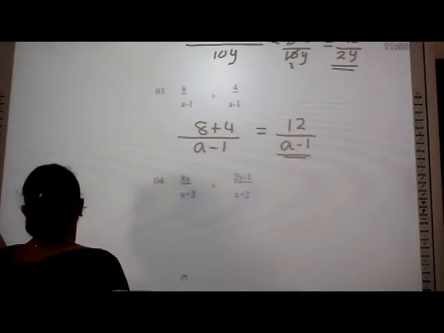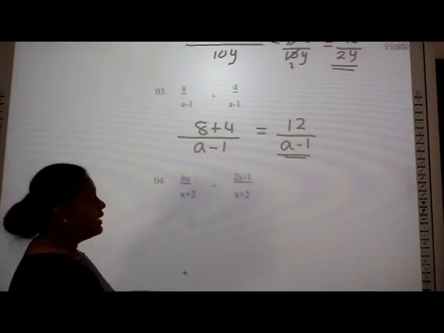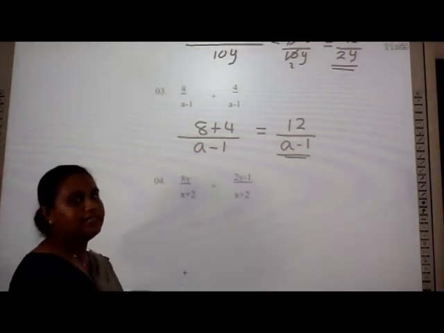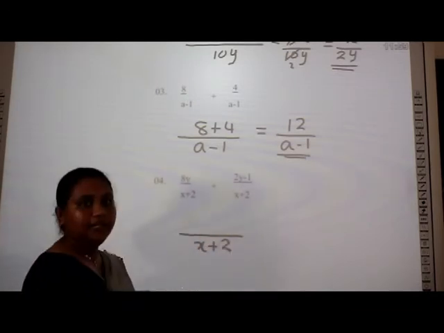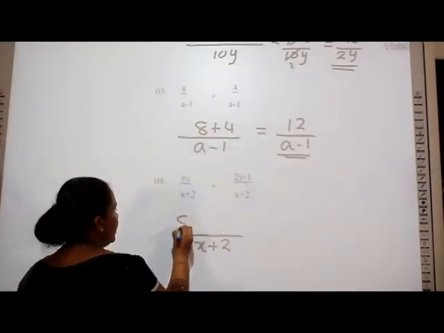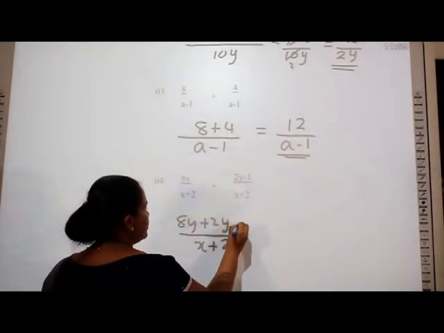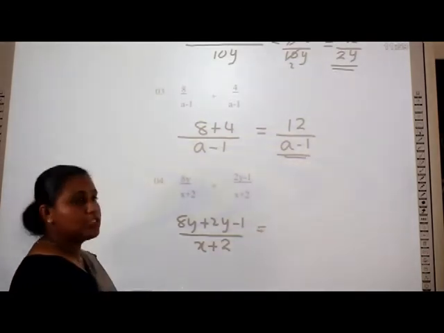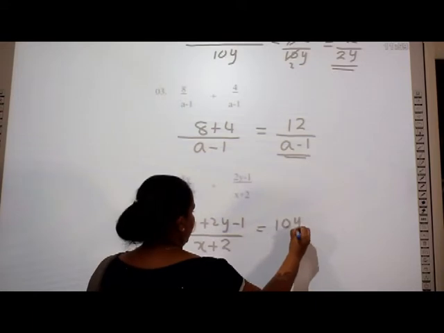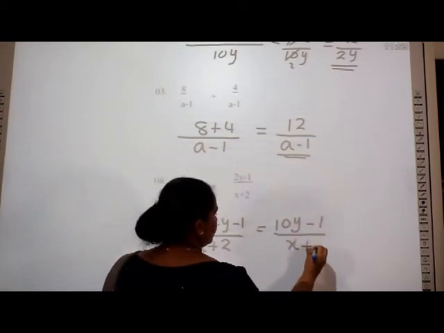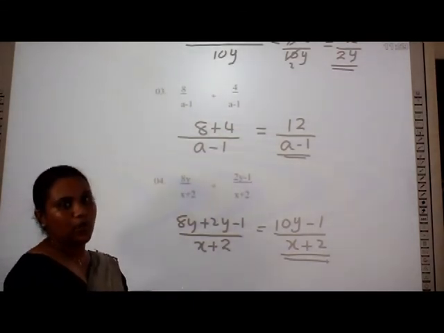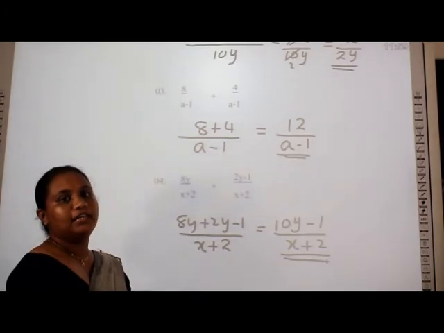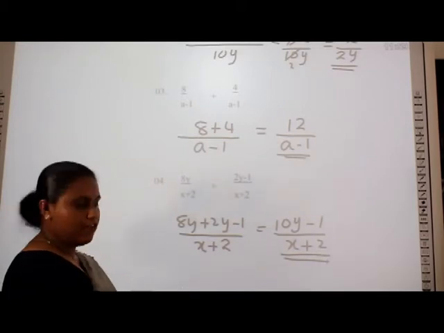In this question, the denominator is x plus 2 in both algebraic fractions. So, x plus 2. Then you can add the numerators. 8y plus 2y minus 1. 8y plus 2y, 10y minus 1 over x plus 2. This is the answer. Very easy. Just you have to understand what is the common denominator and you can simplify the numerators. Let's see another one. Okay.